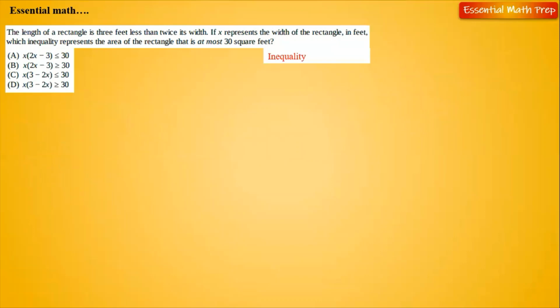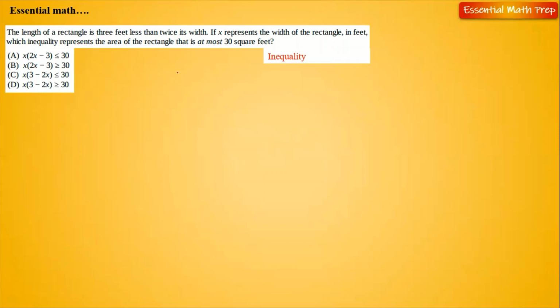All right, so the length of a rectangle is 3 feet less than twice its width. If X represents the width of the rectangle in feet, which inequality represents the area of the rectangle that is at most 30 square feet? If you notice, before you even start the problem, they're saying the area of the rectangle at its maximum can only be 30. That means it can only be less than or equal to 30.